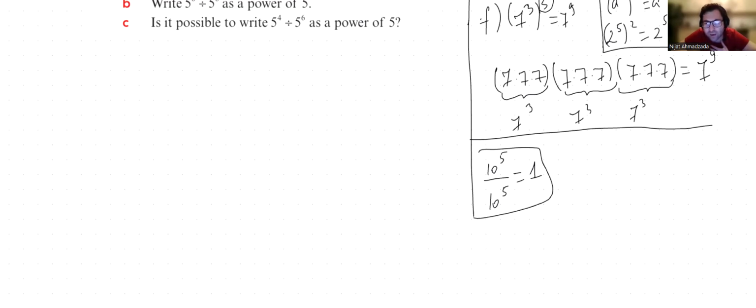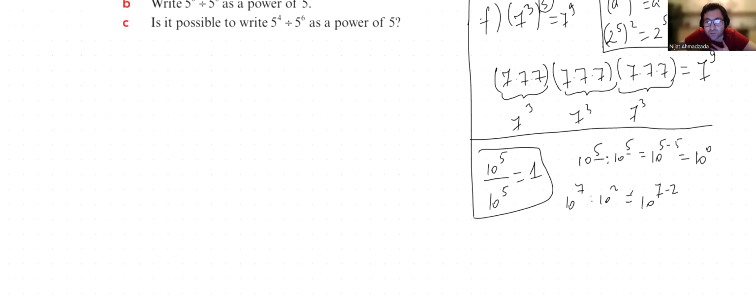So 10 to the power of 5 divided by 10 to the power of 5. We know that the division from the indices is like a subtraction, right? It should be 5 minus 5. If it would be like 10 to the power of 7 over 10 to the power of 2, it should have been 10 to the power of 7 minus 2. So that's why it becomes 5 minus 5. So what is 10 to the power of 5 minus 5? It is 10 to the power of 0.